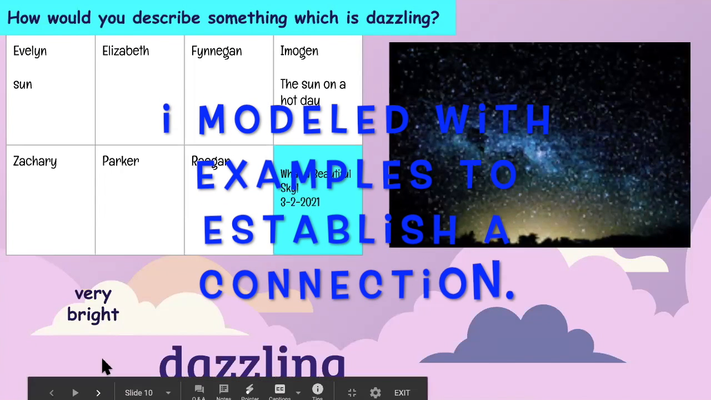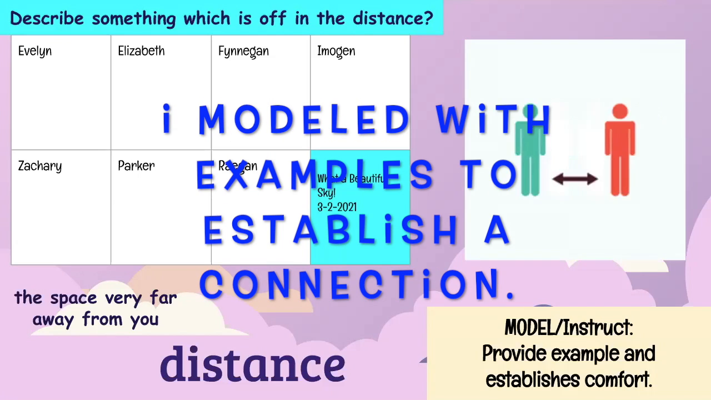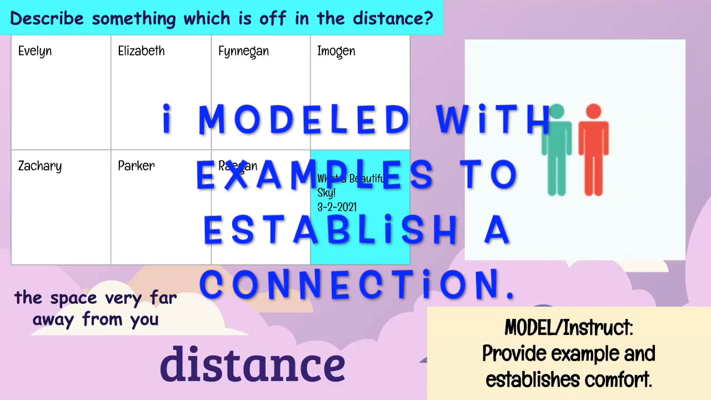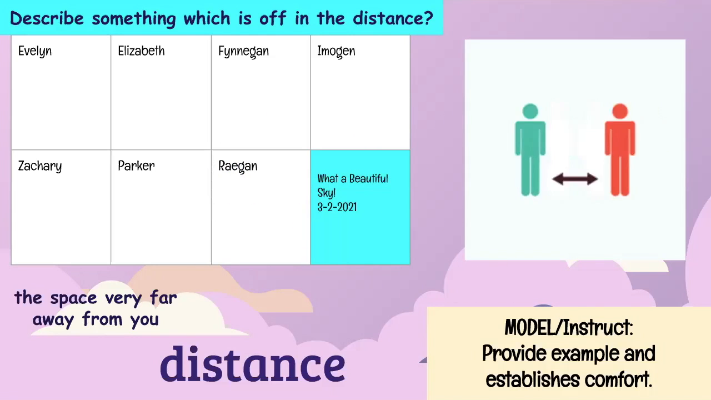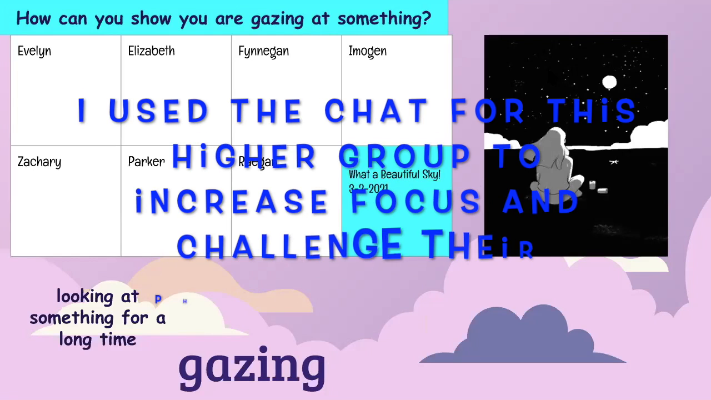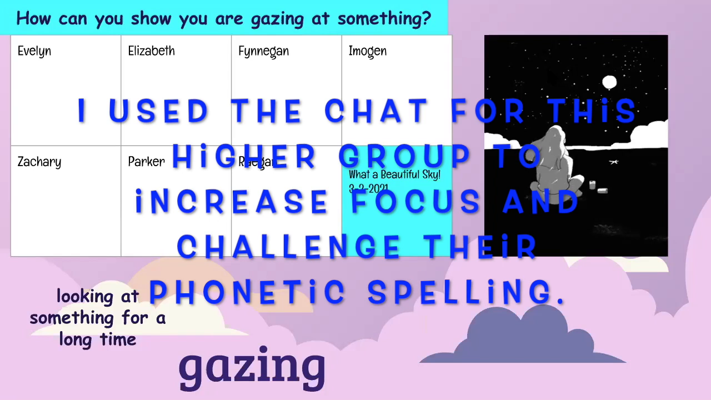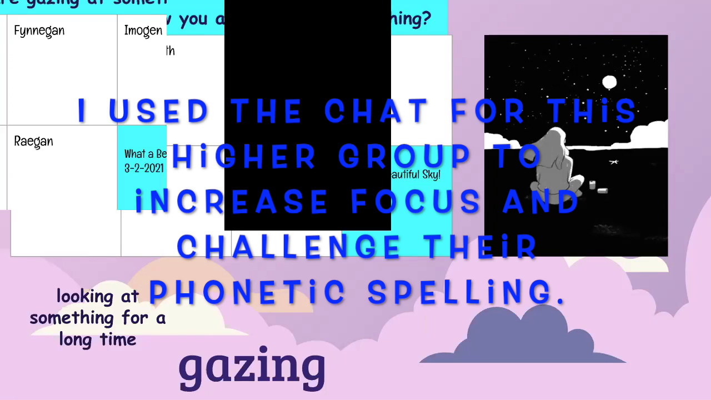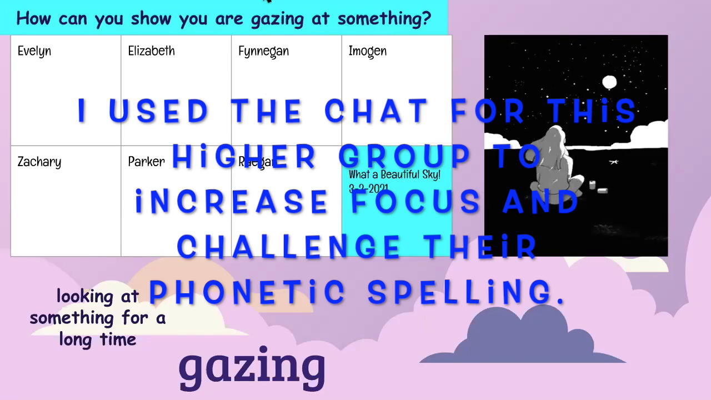So we talked about dazzling. It's very far. It is a very far distance from me. My dad is a very far distance from me because he's 700 miles away. I want everybody to write something in the chat that you've gazed at. Just use your letter sounds to sound it out. Write something in the chat that you may have gazed at or looked at for a long time.